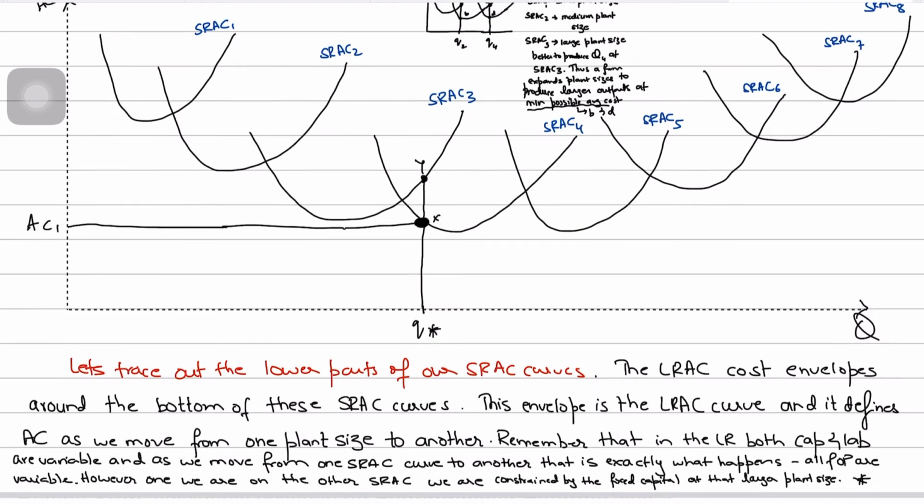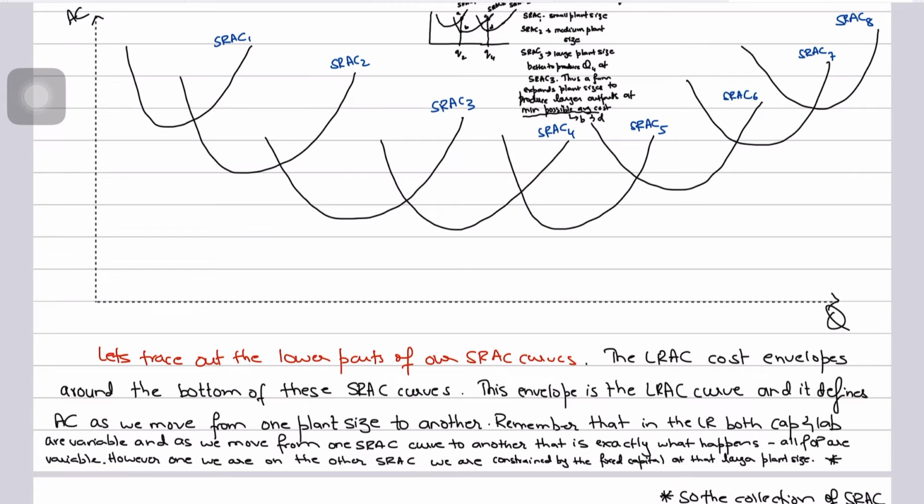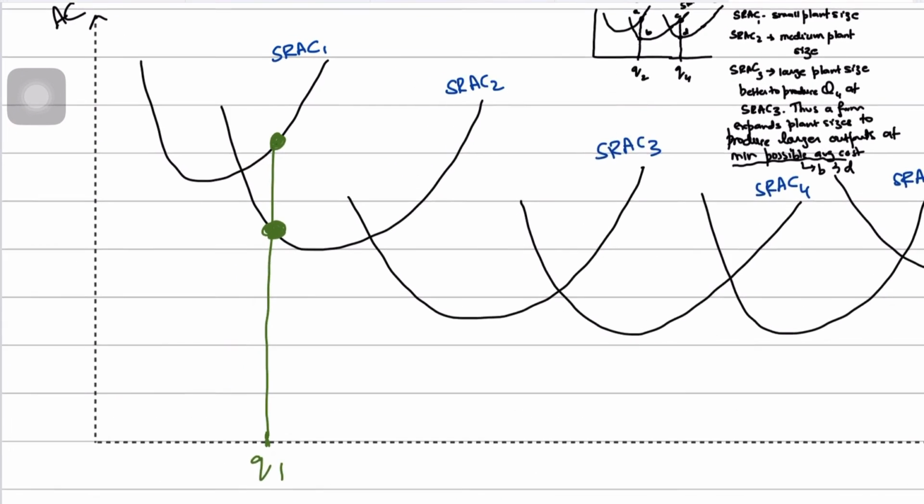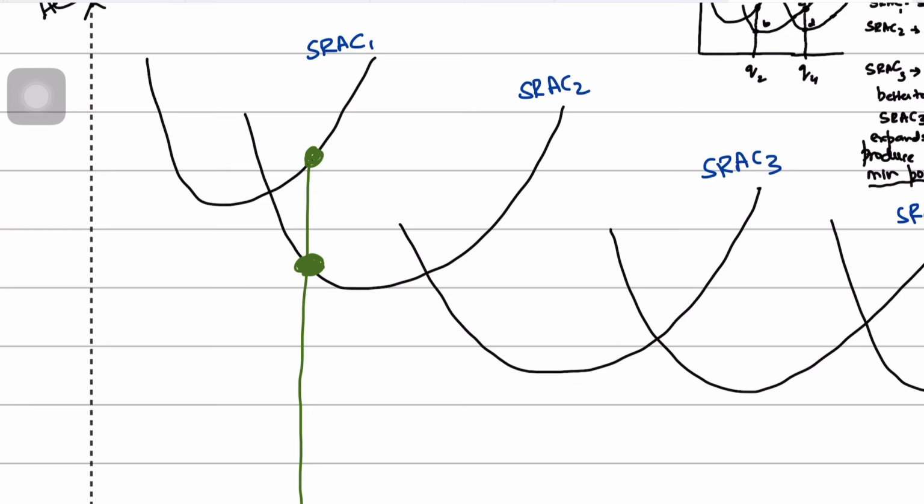So, and similarly, guys, if we think about other quantities, let's say maybe Q1, and maybe the firm wants to produce Q1 units, somewhere over here. In this case, if the firm wants to produce Q1 units, the firm would choose the level of capital that corresponds to SRAC2 rather than choosing the level of capital and the plant that corresponds to SRAC1, right?